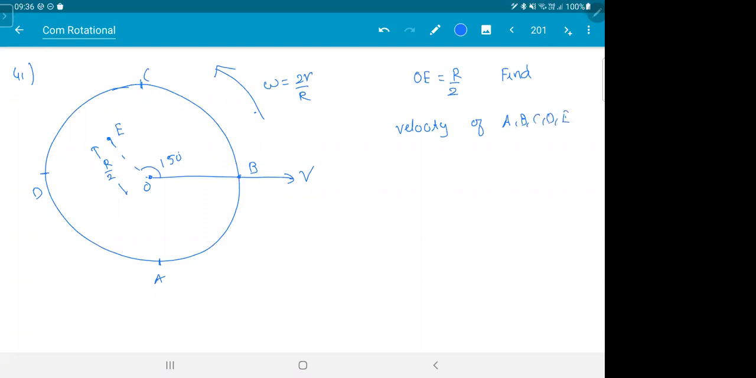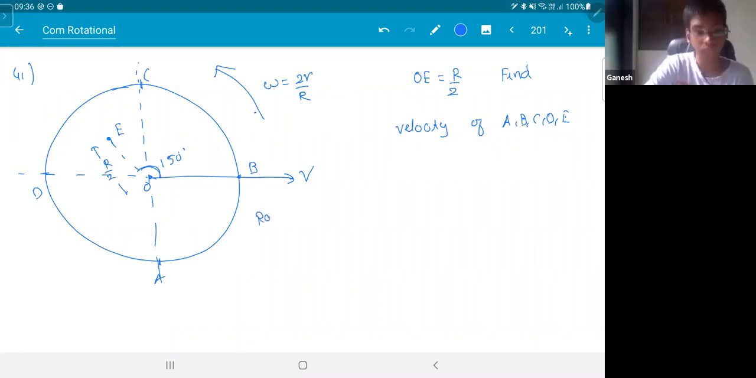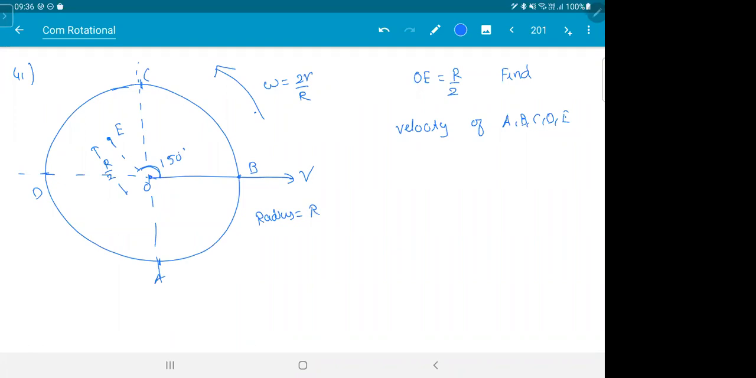I'll give you 4 minutes. Now it is rotating reverse, anti-clockwise it is rotating. It's going forward but rotating backward. Find velocity of ABCDE. ABCD are the corners. E is making 150 degrees. O to E is R by 2. Radius is R. Hope the question is clear.